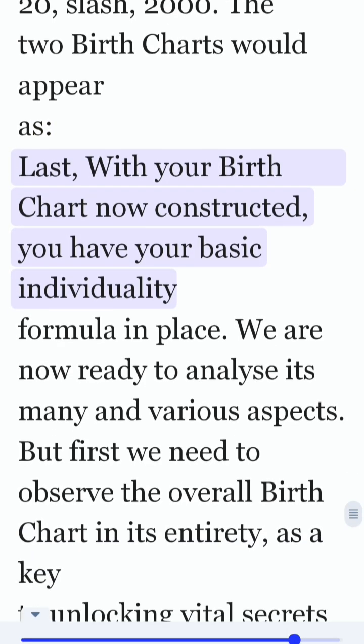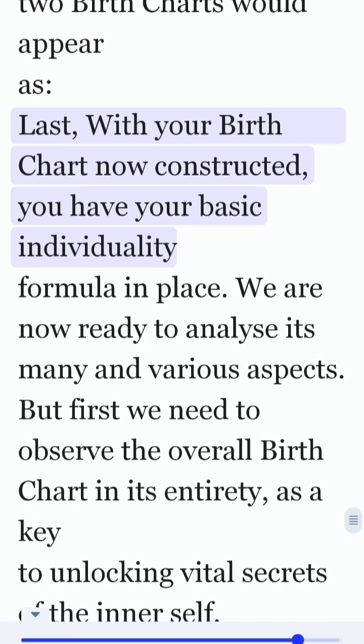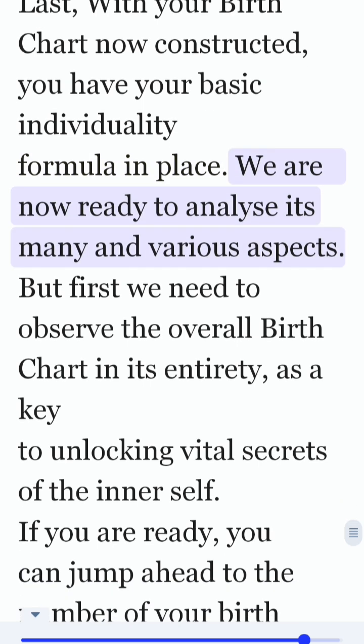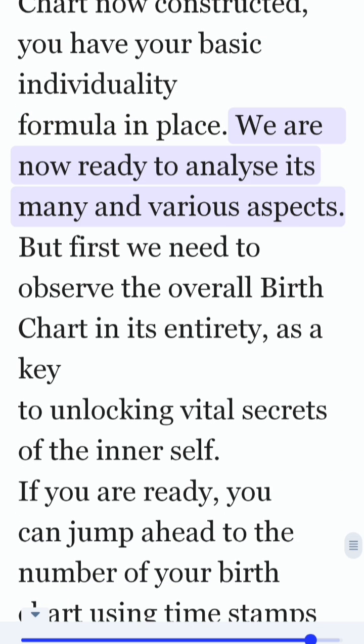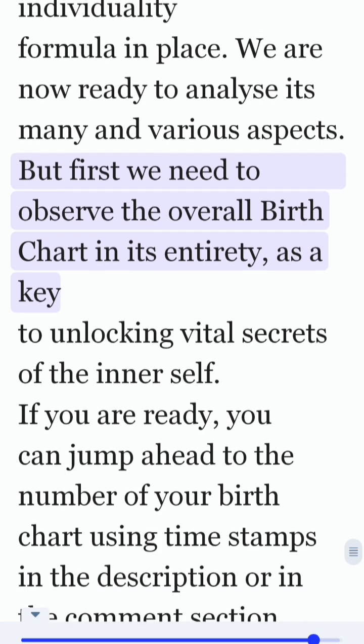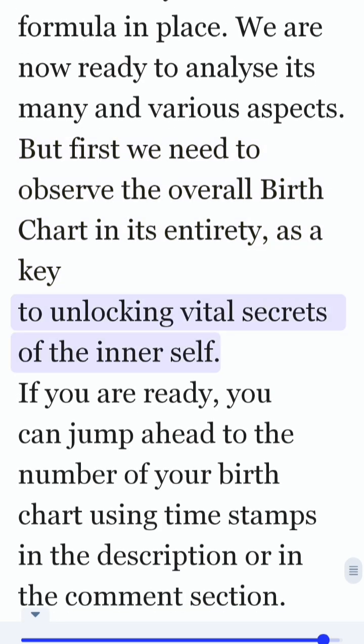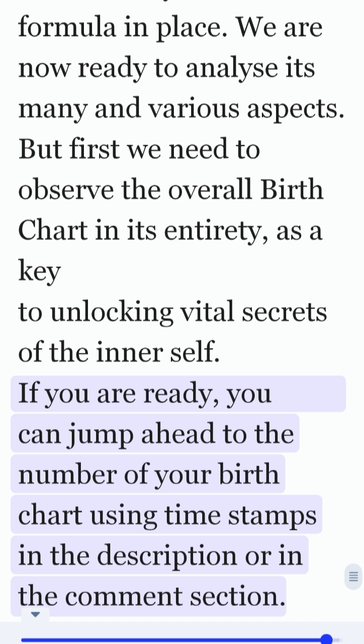With your birth chart now constructed, you have your basic individuality formula in place. We are now ready to analyze its many and various aspects. But first we need to observe the overall birth chart in its entirety, as a key to unlocking vital secrets of the inner self. If you are ready, you can jump ahead to the number of your birth chart using timestamps in the description or in the comment section.